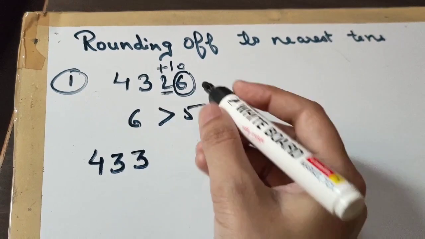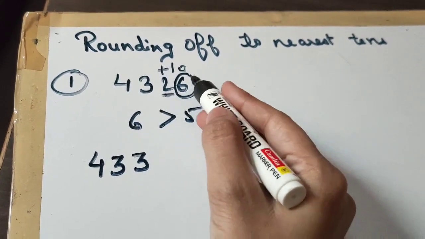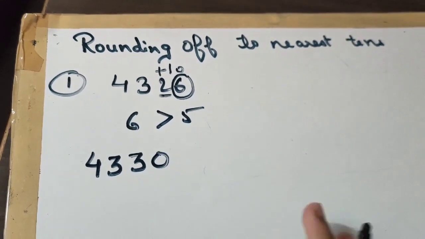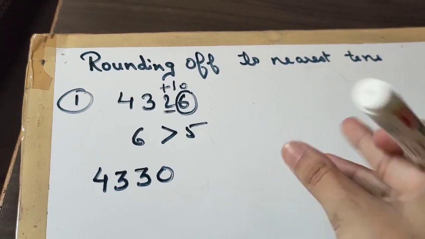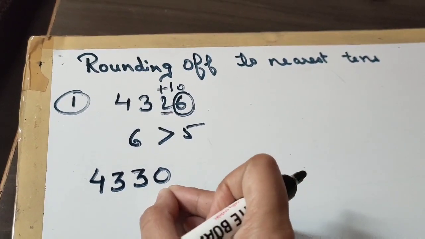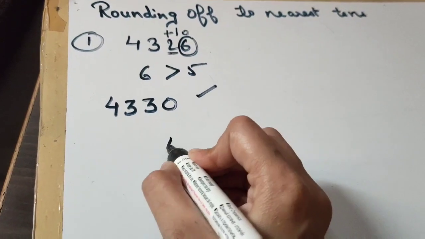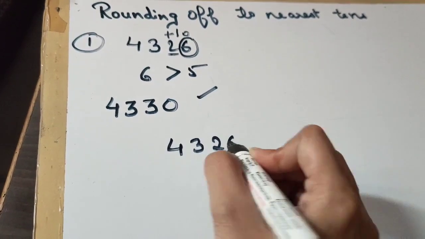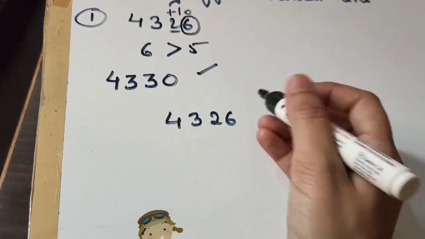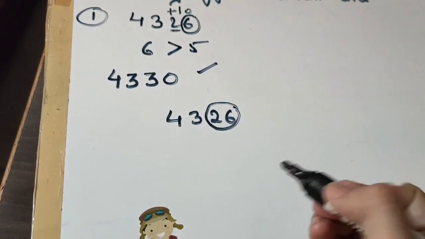So the answer will be 4, 3 in the place of 2. This will be 3. And the number which we are encircling, that will be 0 because we have to round off to the tens place. So at the ones place there will be 0. You can also use this method, 4, 3, 2, 6. Now the number is 26.